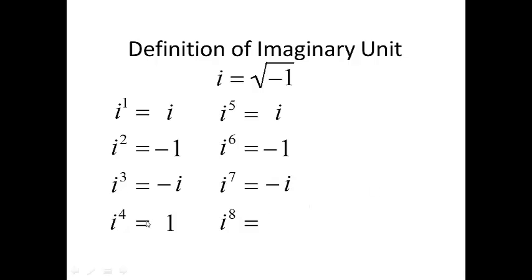And i to the eighth is i to the fourth times i to the fourth, which is 1 times 1, which is 1. i to the ninth would be i to the eighth times i to the first, which is 1 times i, which is i. I am hoping that you're starting to see a pattern here. That i to the 10th is i to the 8th times i squared, which is 1 times -1, which should be -1. And so on.